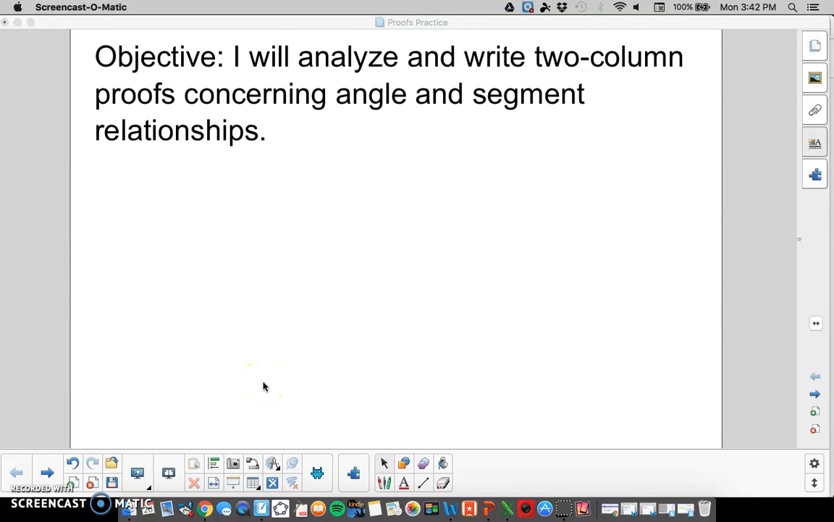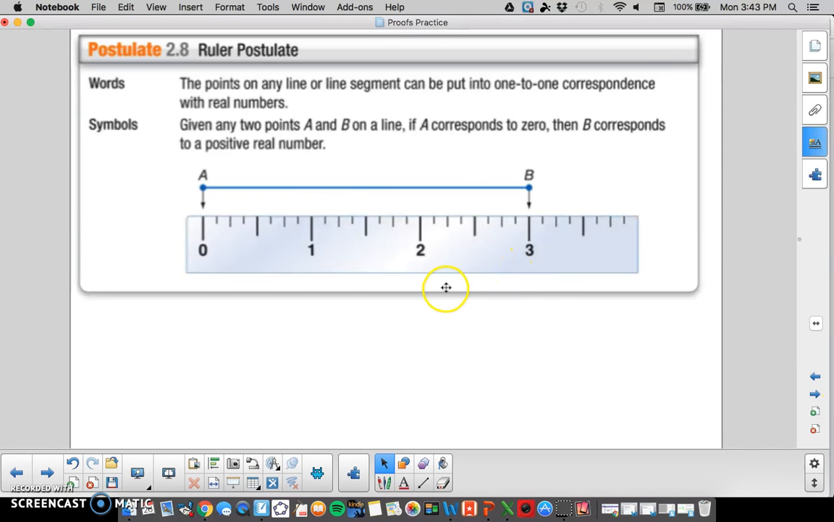In today's video, we're going to analyze and write two-column proofs concerning angle and segment relationships. We're going to look at some additional postulates and theorems as we move through this lesson. The first one is the Ruler Postulate, and all this really is assigning numbers to a number line.